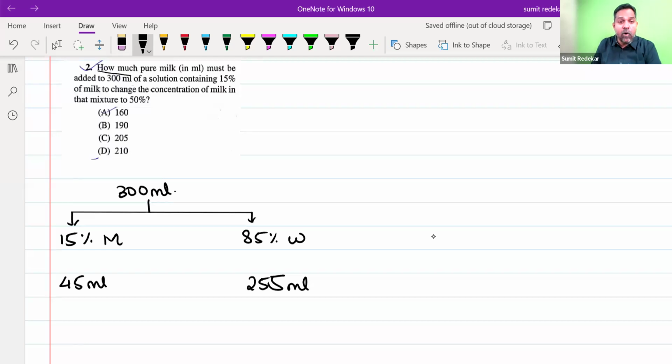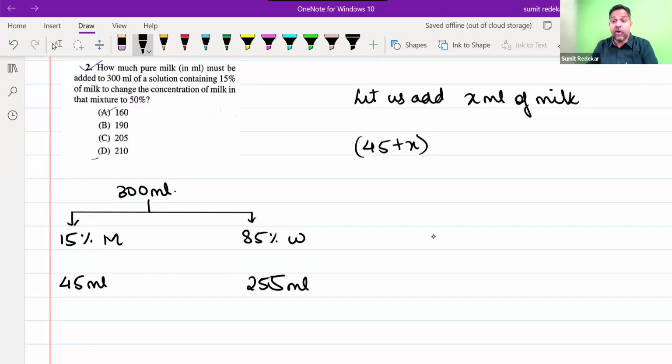You are asking me how much pure milk must be added to make that concentration 50%. So I'm going to say, let us add X ml of milk. What will happen after adding X ml? Milk will become 45 plus X. Well, water doesn't change, it remains the same. But the new ratio should become 50% milk and 50% water. Or another way of looking at it is, they should be in equal quantities. Then only they will be 50-50%.